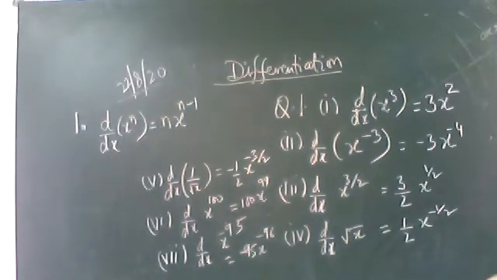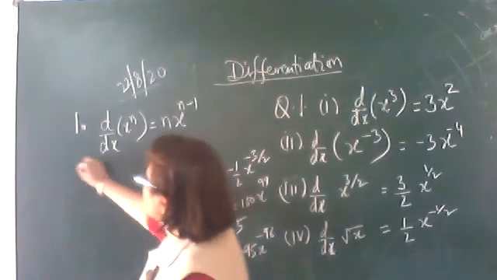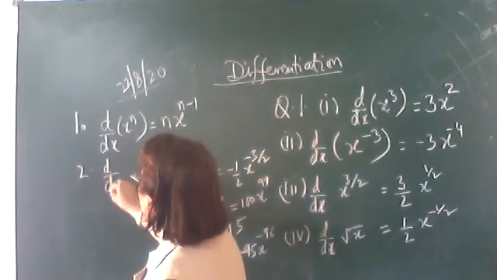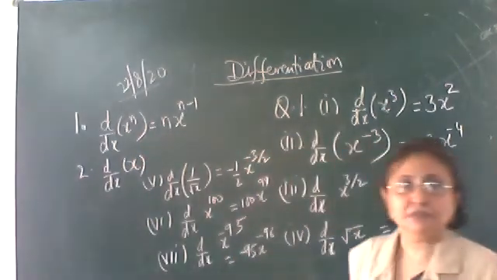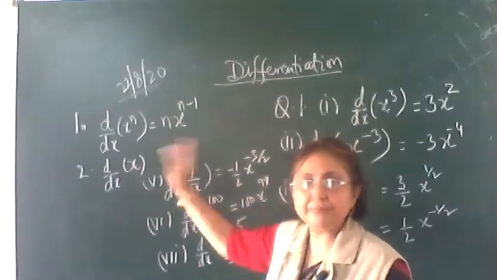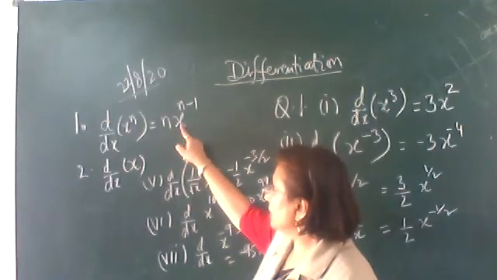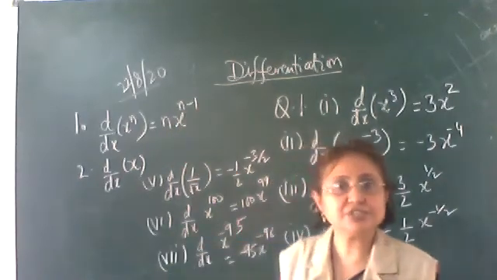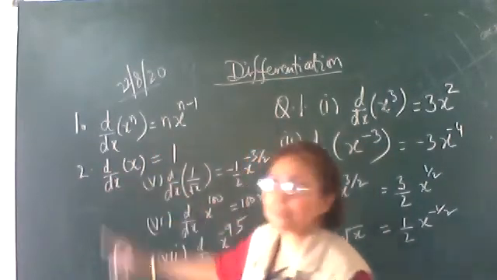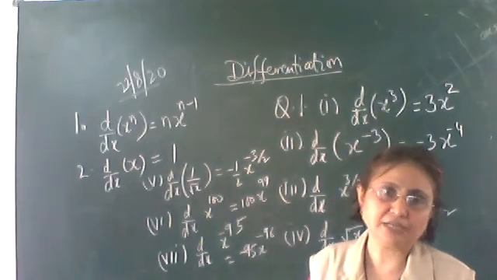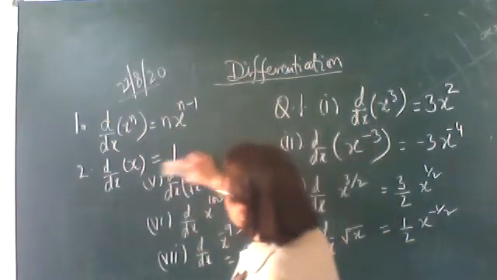Okay, now the next formula is d by dx of x. You can use the same formula also, or we can make it as a formula. So what is n over here? 1. x raised to the power 1 minus 1, that is x raised to the power 0. Anything raised to the power 0 is 1. Or you can see like this, dx upon dx cancels out and it is 1. So d by dx of x raised to the power 1 is 1 only.